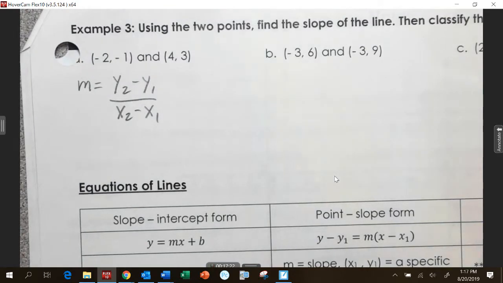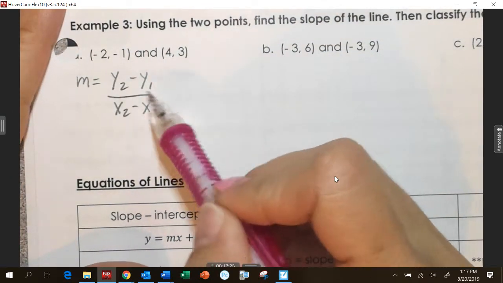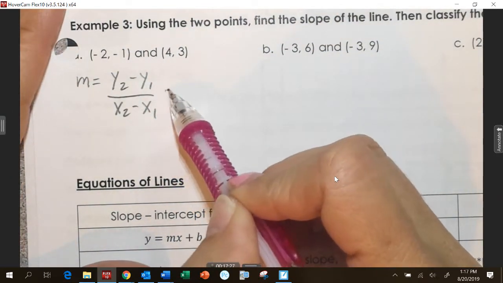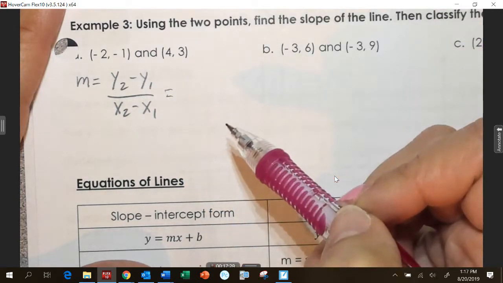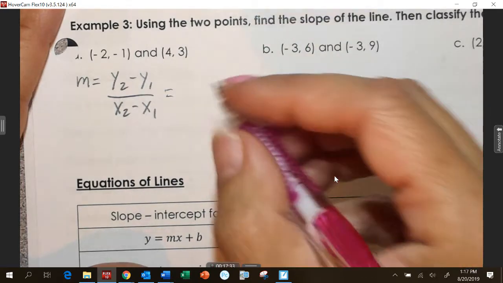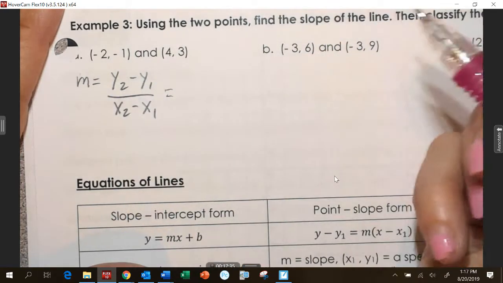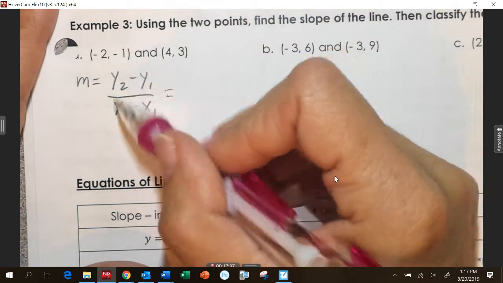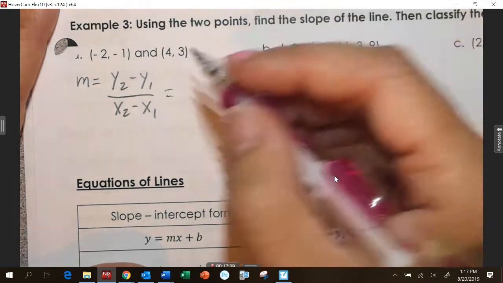Sorry, it turns off sometimes. So we're writing the formula out each time before we plug the numbers in so that you get the formula memorized. Writing it over and over again. y2 minus y1 over x2 minus x1. That's the slope. I write m equals so I remember what I'm using it for.